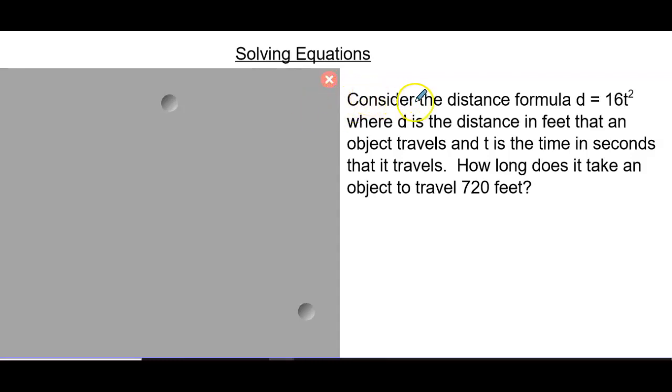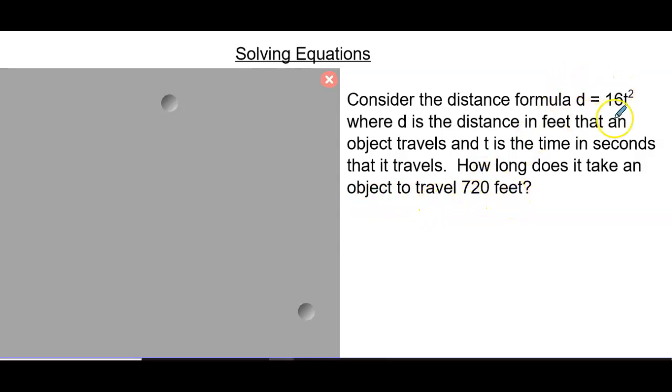This one says, consider the distance formula d equals 16t squared, where d is the distance in feet that an object travels and t is the time in seconds that it travels. How long does it take an object to travel 720 feet?